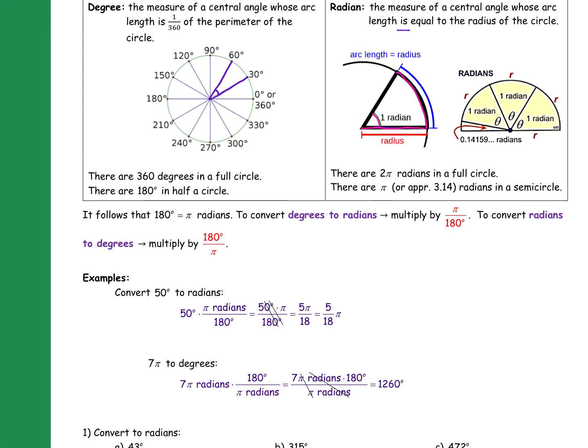So it follows from our 2 definitions that 180 degrees equals pi radians, right? Half a circle is 180 degrees here in degrees, and half a circle here is pi radians. So to convert degrees to radians, I'm going to multiply by pi over 180. And to convert from radians to degrees, I'm going to multiply by 180 over pi. That's all we're going to do. We're going to multiply by one of those 2 fractions, depending on what was given to me to start with.